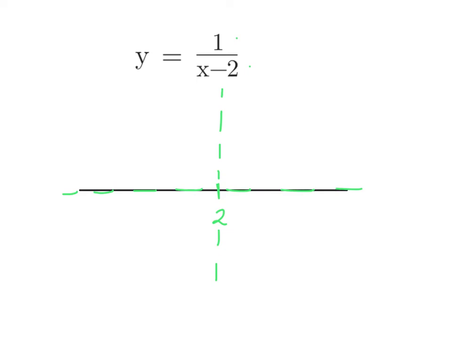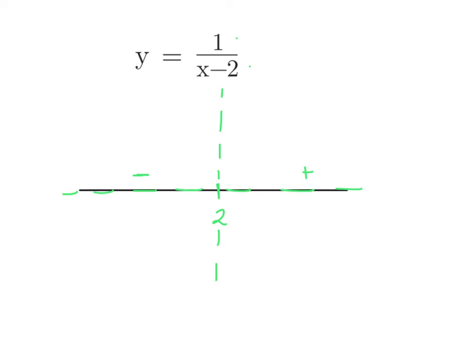Now we can go ahead and test each interval, creating our sign chart. If I pick a number that's smaller than 2, like 0, 1 over 0 minus 2 is going to be negative. And as we pass over 2, then x minus 2 becomes positive, and 1 over a positive number is positive. Now we're ready to come up with our graphs.